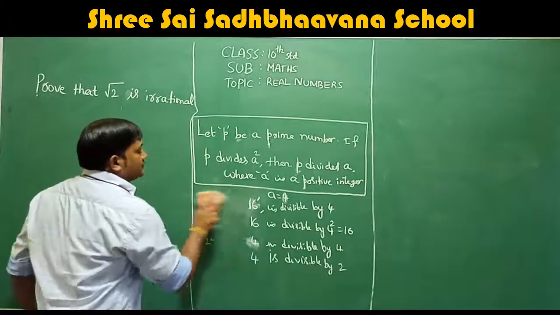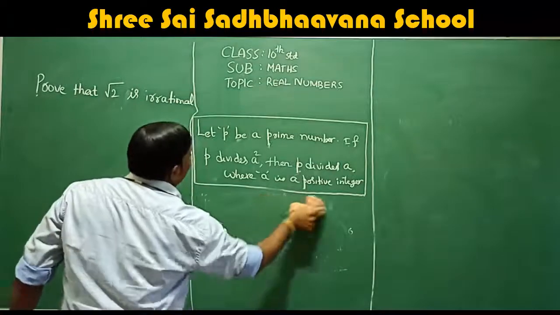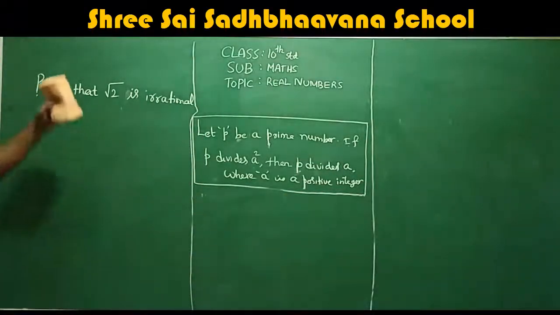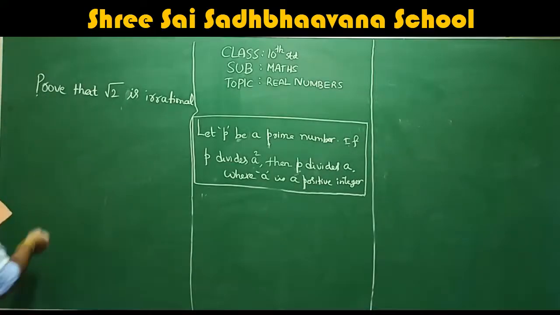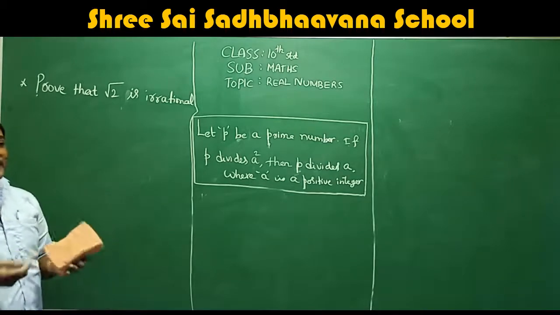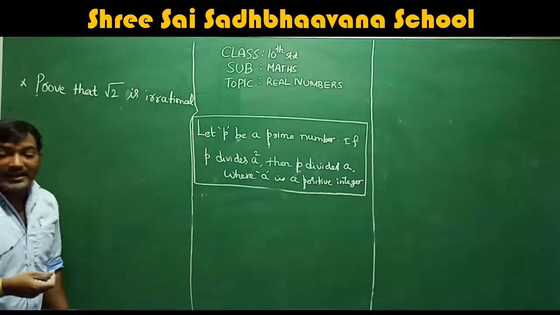So now let me explain the actual sum we have to do. Prove that root 2 is irrational. And all of you know that an irrational number is one which cannot be written in the p by q form. That is the reason why I'll assume it.